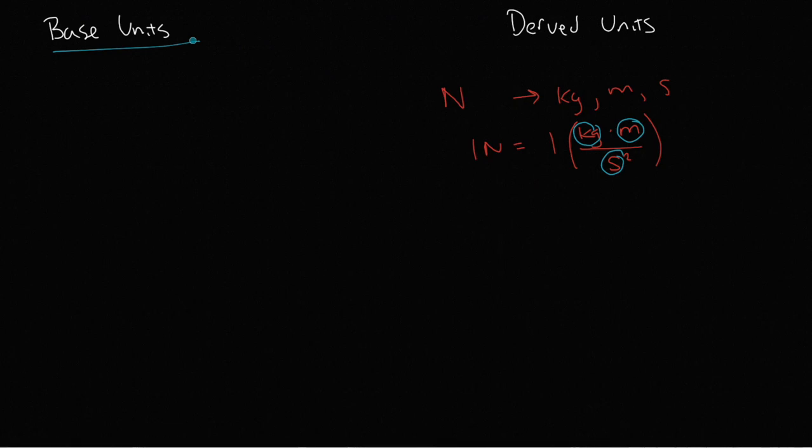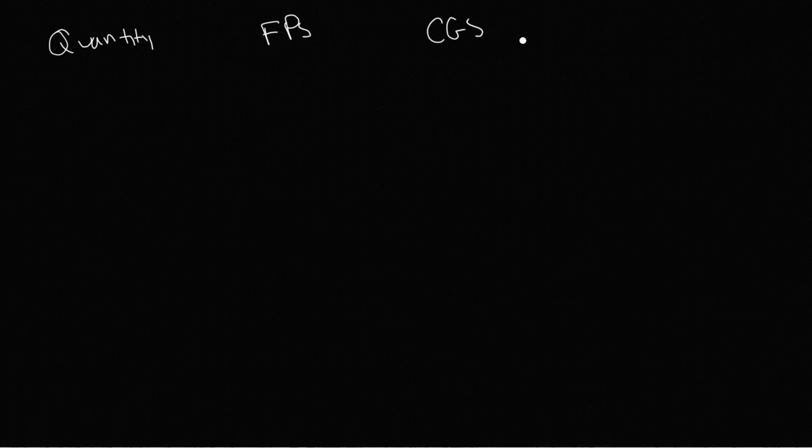So prefixes for metric units and conversions between metric and imperial units, we will discuss that later. But for now, we can go into creating a table for derived units. We already discussed what Newton is. So let me just create quantity, and then I'm going to create FPS, CGS, and MKS. And remember, MKS is what we'll be seeing most often on the MCAT.